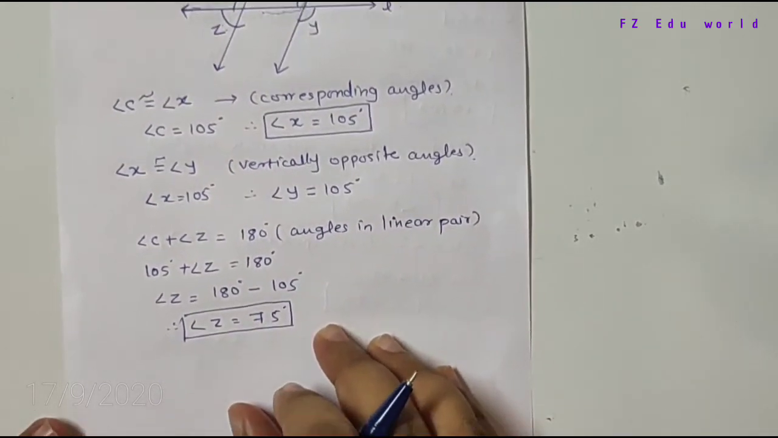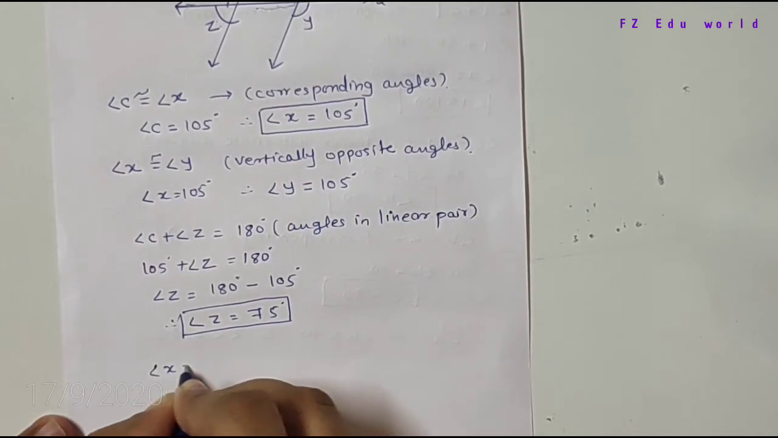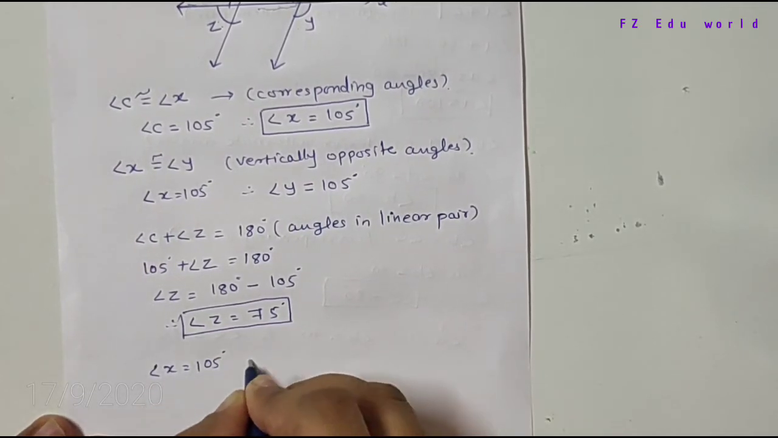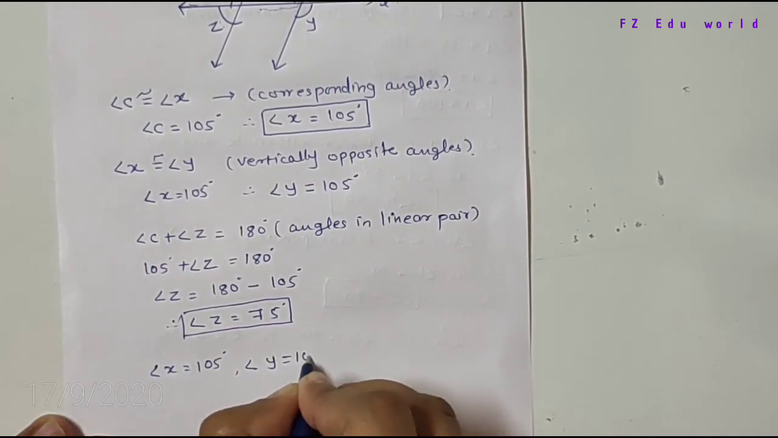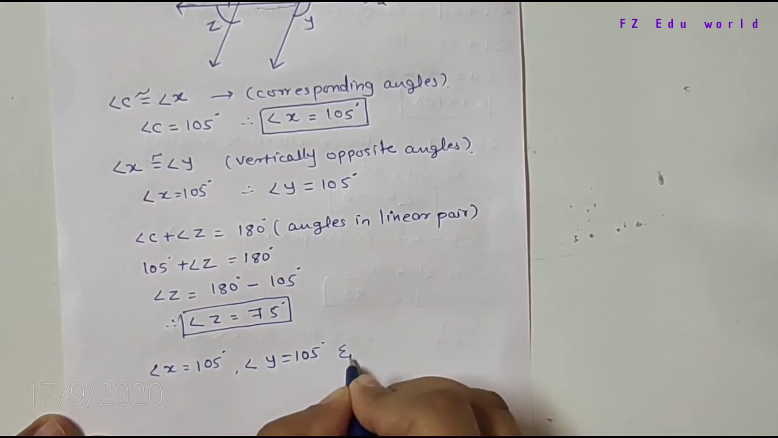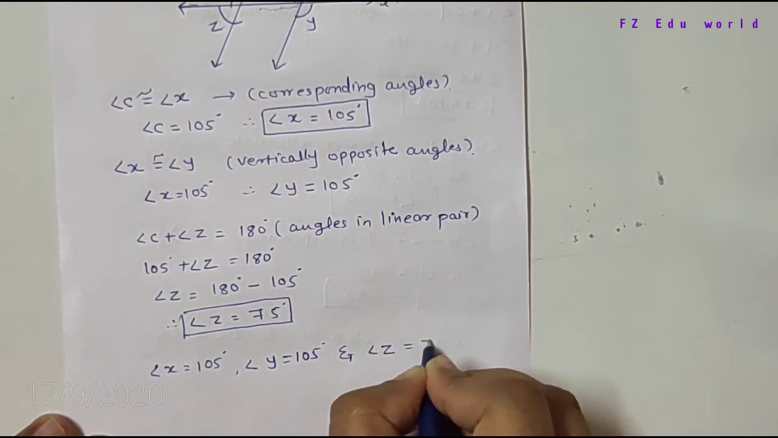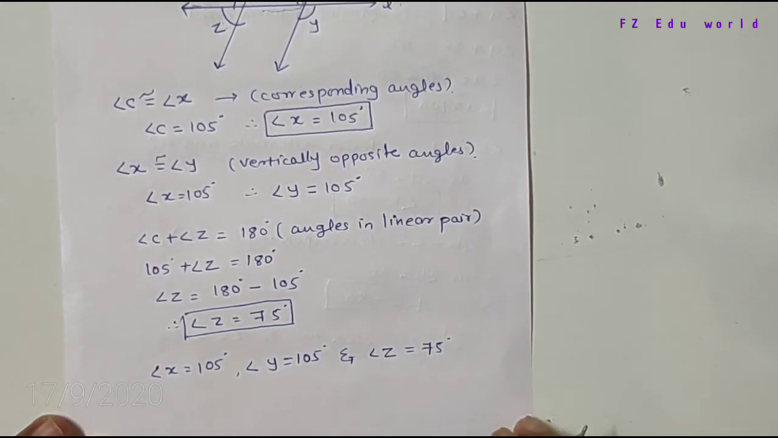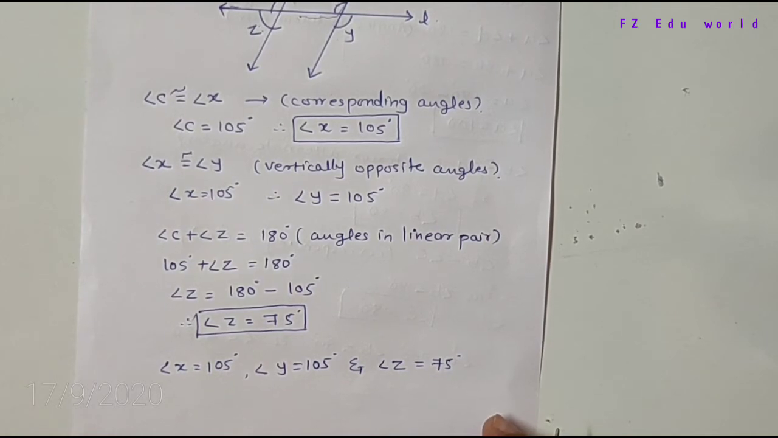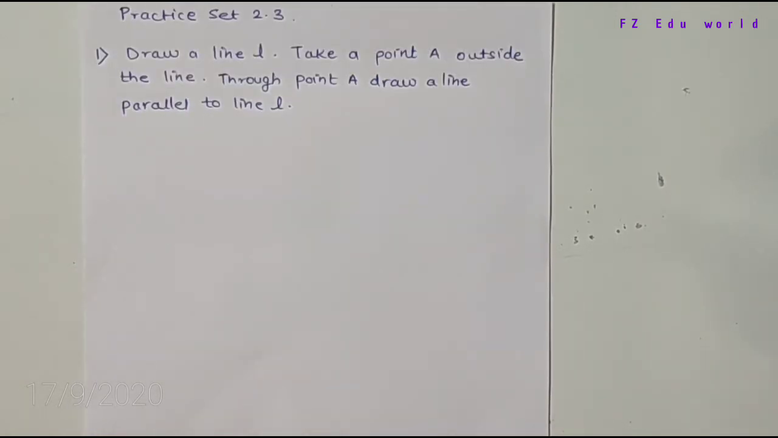Now here we have angle X equal to 105 degrees, angle Y equal to 105 degrees, and angle Z equal to 75 degrees. Question number 5 of practice set 2.2 is reduced due to the pandemic condition. Now we are seeing practice set 2.3.